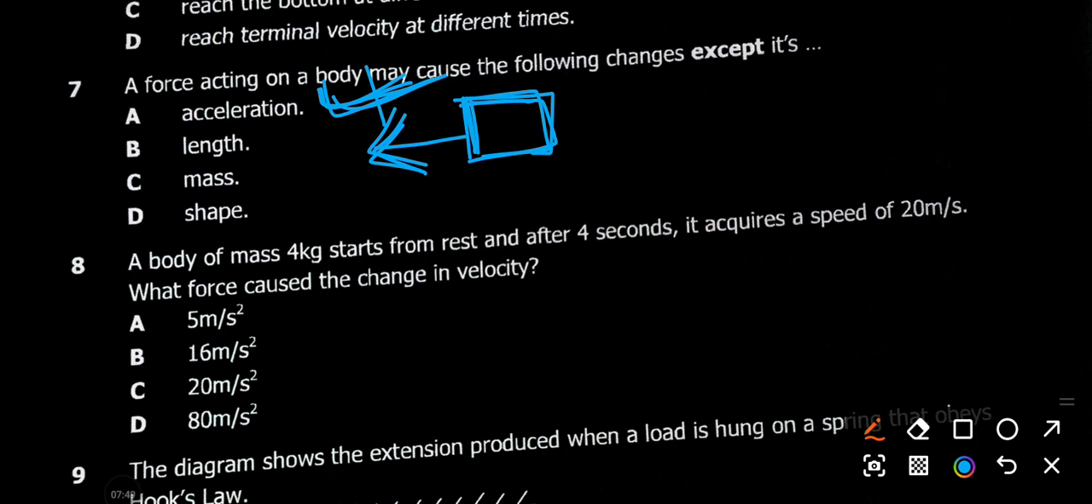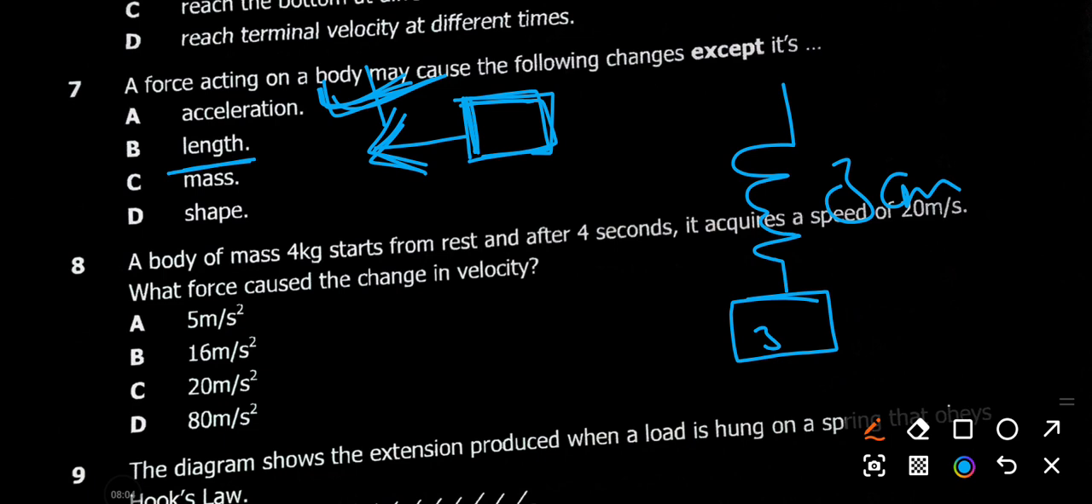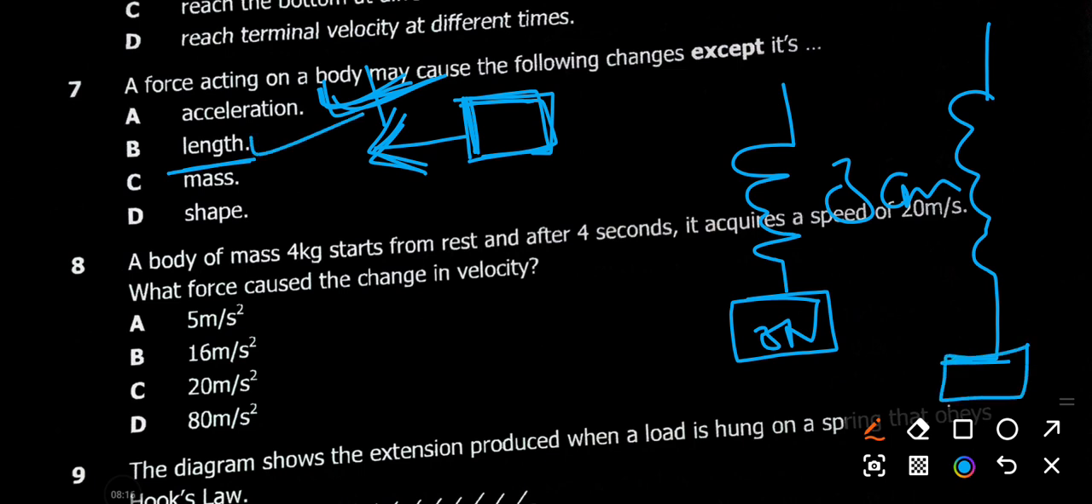A force can as well have an impact on the length of a body. Suppose I have a spring like this. It's, let's say, 3 centimeters. When I add a force here, it can cause this spring to extend. So to extend, meaning that a force can have an impact on the length of a body. So this is not correct as well. The only thing that a force cannot have an impact over is the mass of a body. Okay, so here my best answer is option C.